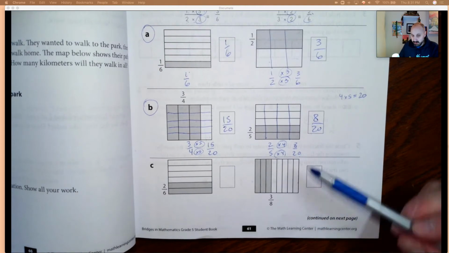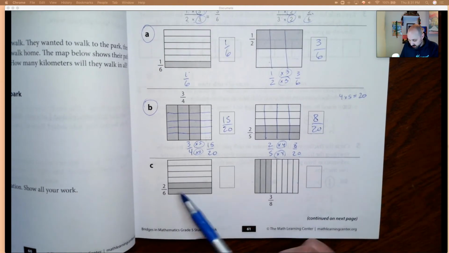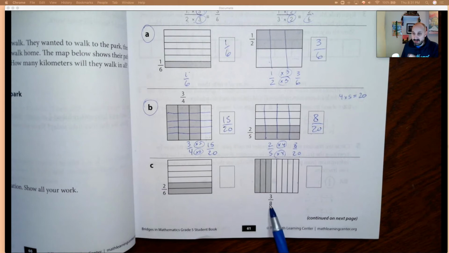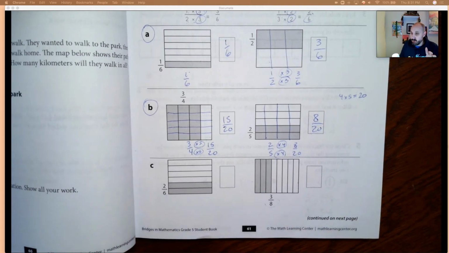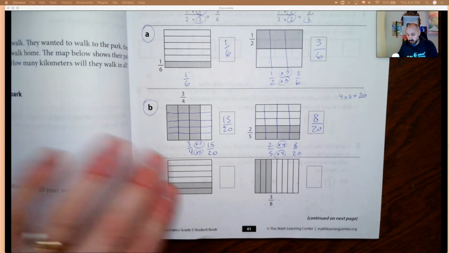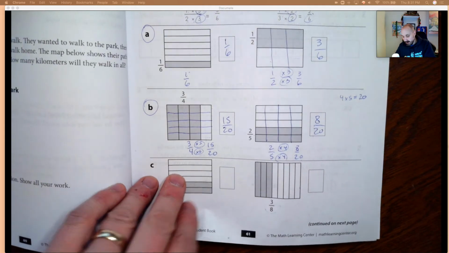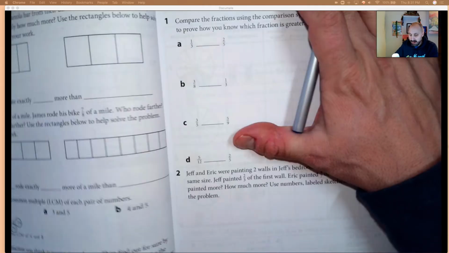All right, so I'd like you to do the same thing with C, the 6 and the 8. There's a lowest common multiple with the 6 and the 8. You don't have to go all the way up to 48. 6 times 8 is 48. Don't have to go that high, I promise you. There's something a lot smaller that you can do. Hint, hint.